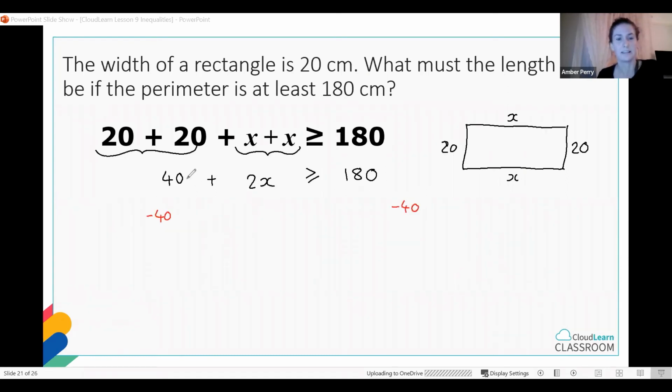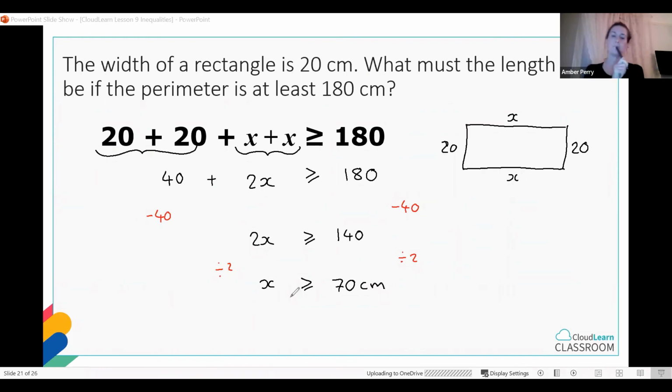Okay, so I'm going to need to get rid of that 40. So I now have 2x is greater than or equal to 180 minus 40, which is 140. And then we've got to divide both sides by 2. By the end of this, you'll all be so good at solving inequalities. x is greater than or equal to then 140 divided by 2, which is 70 centimeters. Any questions on that one?